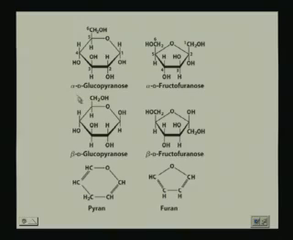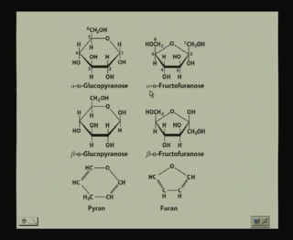Now if we look at the alpha D glucopyranose, we will see what this alpha is in a moment, but for now we have to know that we have a 6-membered ring here and the oxygen resembling the structure of a pyran. So, we have glucopyranose. The 5-membered ring in the case of fructose, which is a ketohexose, forms a fructofuranose.